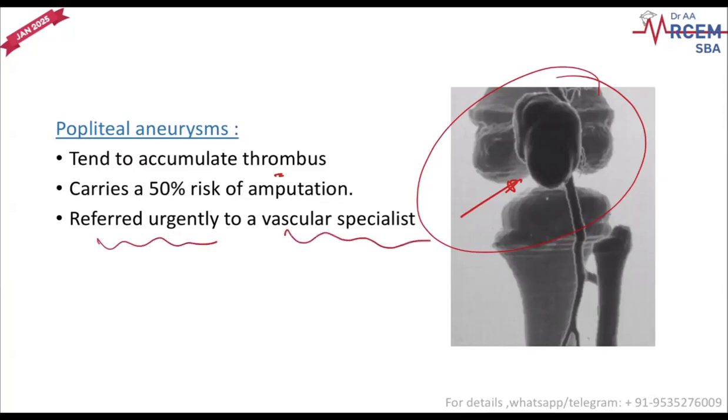Urgent referral to the vascular specialist needs to be done. This is mainly because the aneurysm can accumulate a large amount of thrombus here, and they can throw this thrombus into your systemic circulation, causing various infarctions, including stroke.